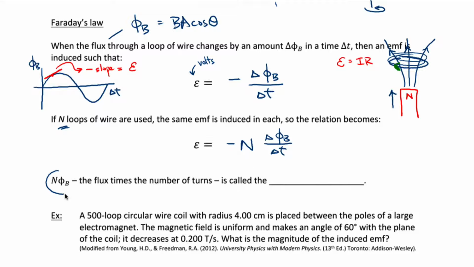This quantity N times the flux through each loop gives us the total flux through all of them. So N here is the number of loops, and phi sub b is the flux through each loop. And so the product of the two is the flux through all of them together, and that's called the flux linkage. So N times phi gets this special name that you might see called the flux linkage.